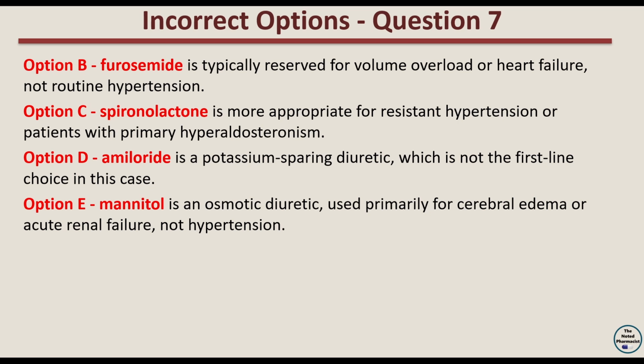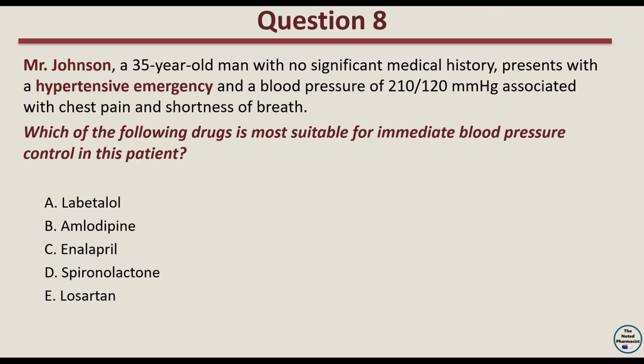Question 8. Mr. Johnson, a 35-year-old man with no significant medical history, presents with a hypertensive emergency and a blood pressure of 210/120 mmHg associated with chest pain and shortness of breath. Which of the following drugs is most suitable for immediate blood pressure control in this patient? Option A, labetalol. Option B, amlodipine. Option C, enalapril. Option D, spironolactone. Option E, losartan.